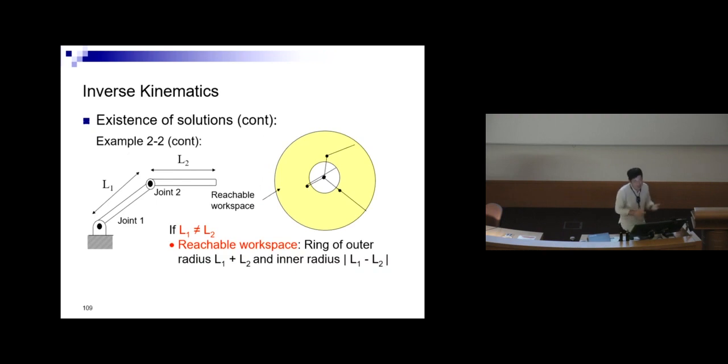So what happens if my L1 is not equal to L2? I will end up with a ring. The ring has outer radius L1 plus L2 and inner radius L1 minus L2, the magnitude, the absolute value. So there's no sign involved. So there's no textureless workspace. You have no point that can be reached in all orientations of the manipulator.